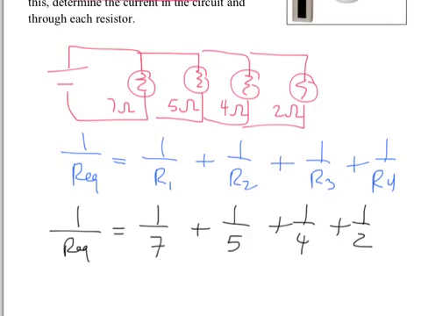Now, it's difficult, not difficult, but it's really messy to find a common denominator here, because it looks like 35 might work, but 35 is not a multiple of 4 or 2. So it'd be annoying to find a common denominator. So here is my suggestion. Take out your graphing calculator, please.